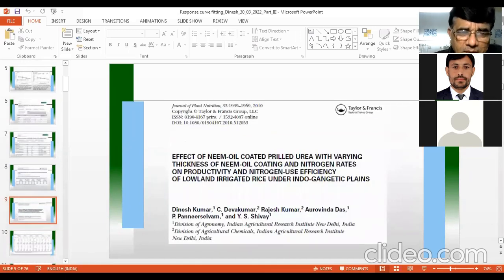So another case where we can use this knowledge of correlation. This is our paper, and based upon this paper, now you have neem coated urea in the market. The 360 ppm came from this paper.